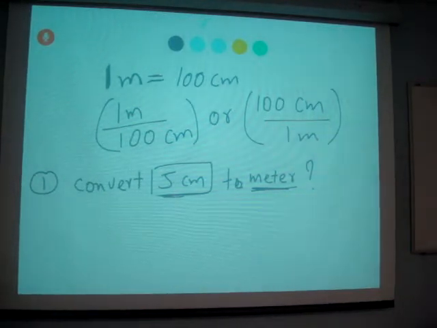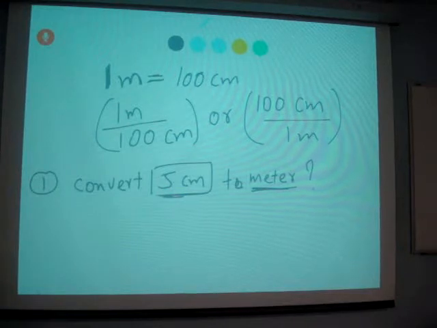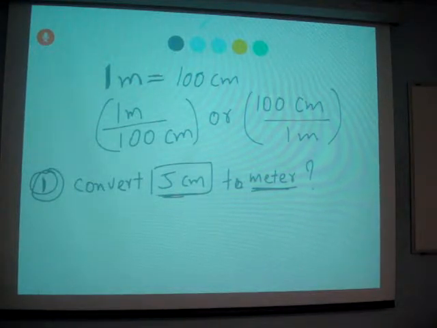Okay, now there is a problem here. We convert 5 centimeters to meters. Now the question is, which conversion factor can we use? Here we have one factor, and there is another unit factor. Which one can we use?